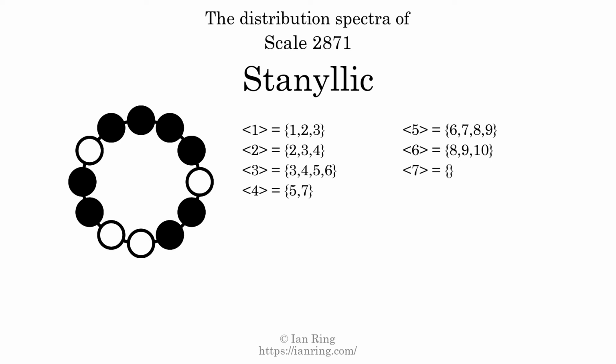And finally, the generic interval of 7 scale steps comes in 3 different specific interval sizes: 9 semitones, 10 semitones, and 11 semitones.